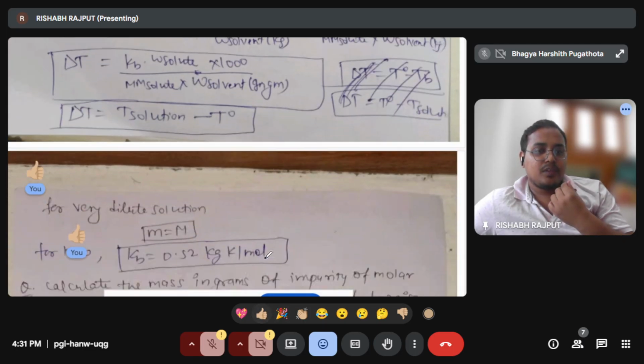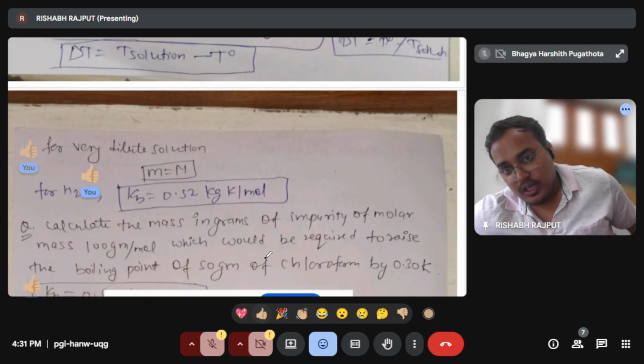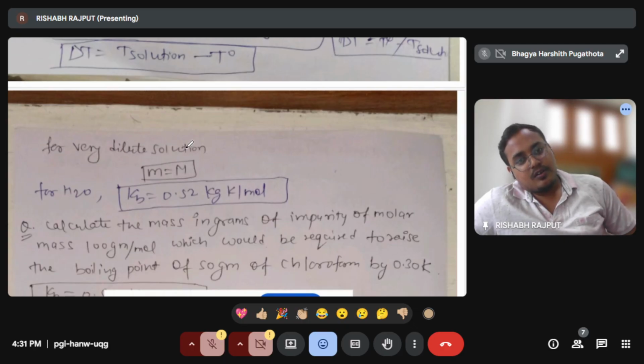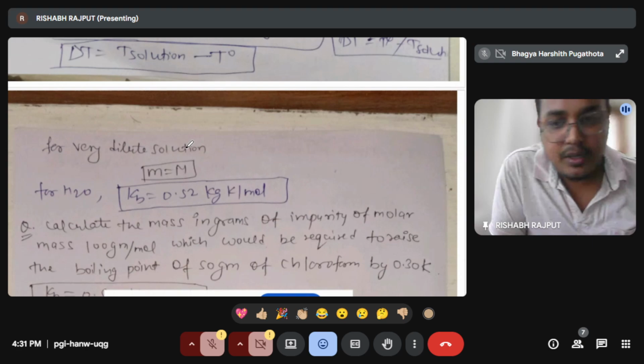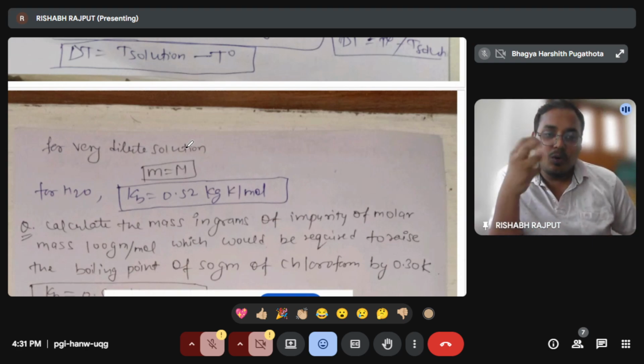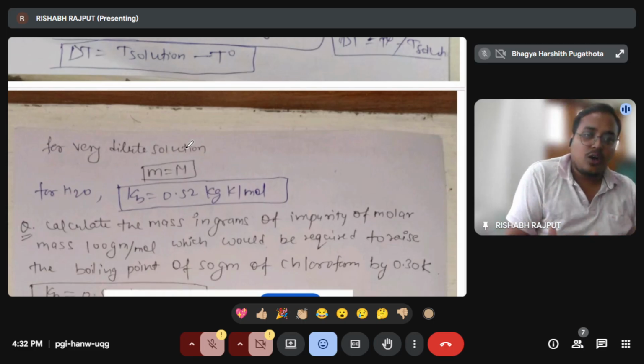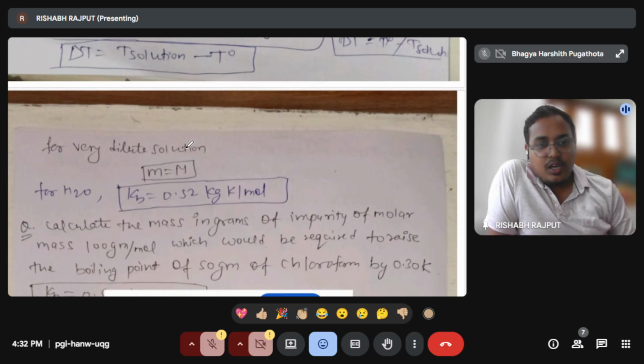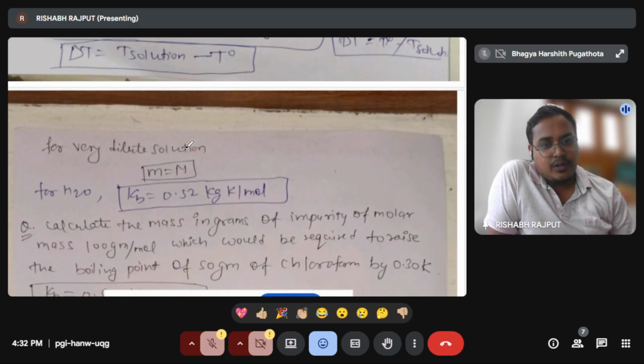For a dilute solution, if you add so much liquid or water, then molarity and molality are the same. Molarity and molality are equal for a dilute solution. Because when you add water, the number of moles of solute goes down and the amount of solvent increases a lot. So the amount of solution and amount of solvent are equal. That is why we consider molarity and molality equal for a dilute solution.